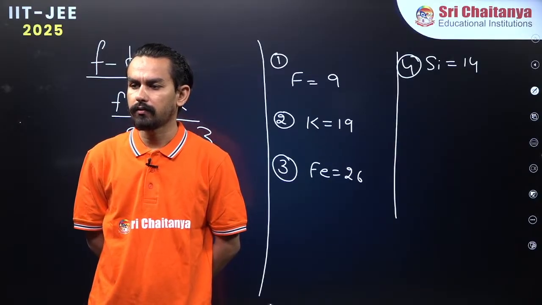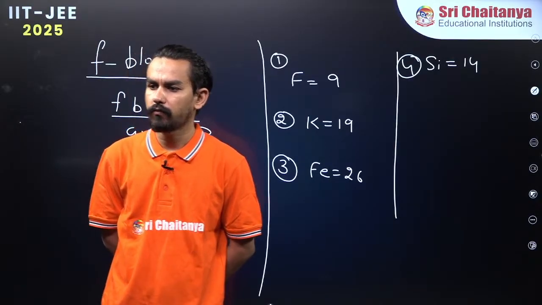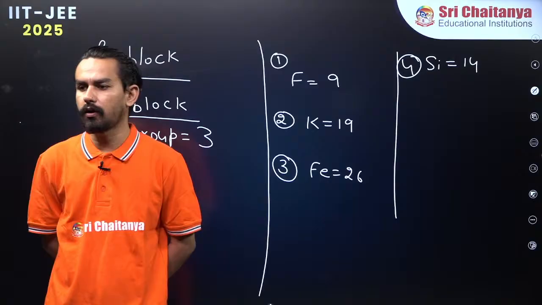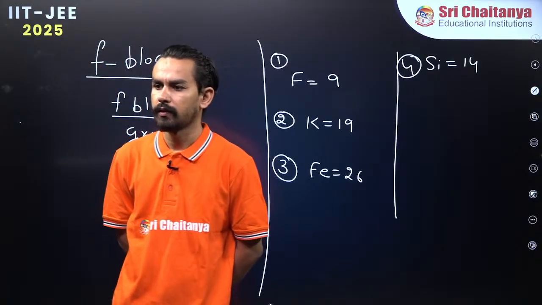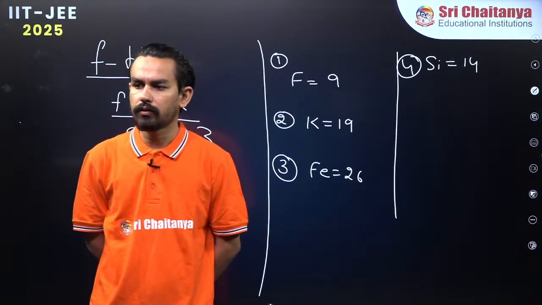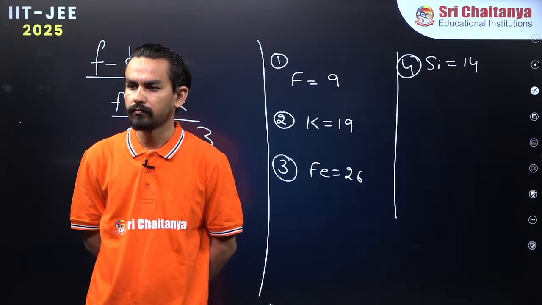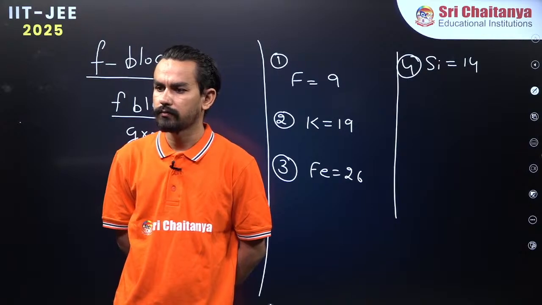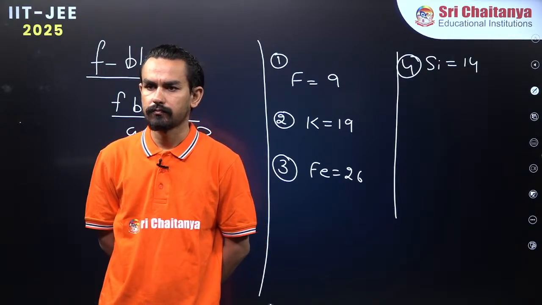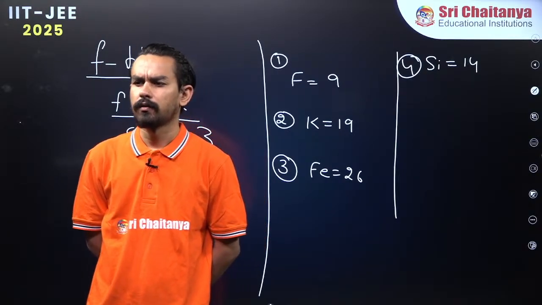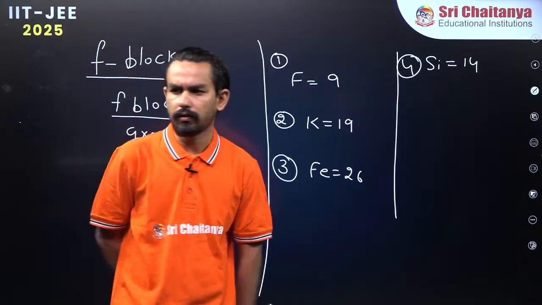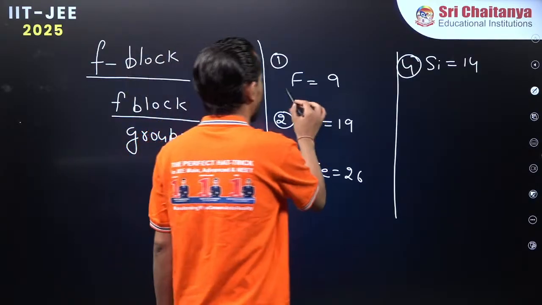Iron 8. Okay. Silicon 14. Yeah, Sanjana, right. All right. Very good.